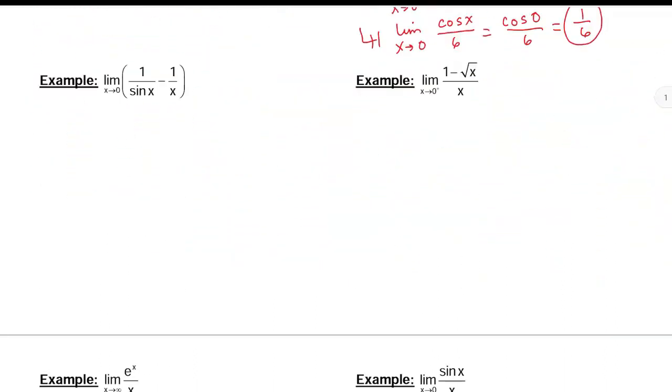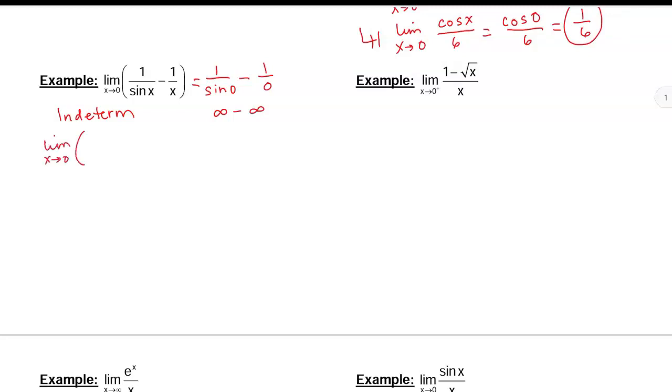Here we have a difference. So in this limit, I'm getting 1 over sine 0 minus 1 over 0. This is an infinity minus infinity form. So this is indeterminate form, infinity minus infinity. What I'm going to do is get a common denominator. I'm going to turn this expression into a fraction.